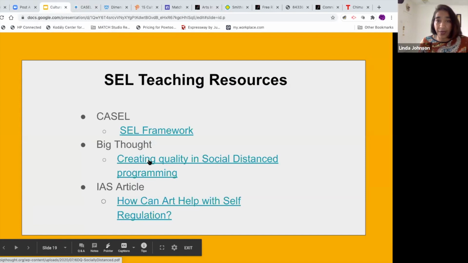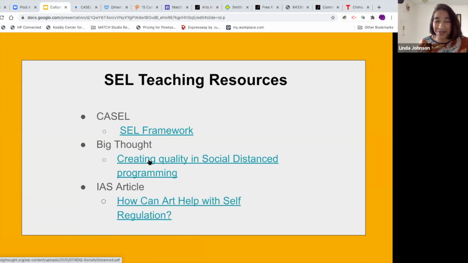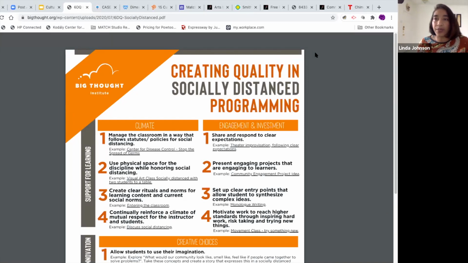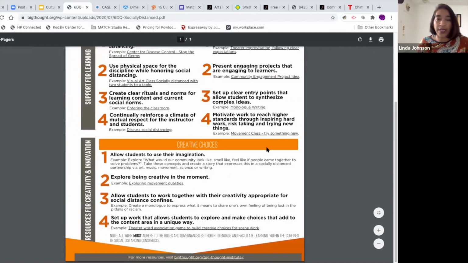And then Big Thought. Before the pandemic hit, I used to work with Big Thought as an instructional partner, and this talks about how to create quality in social distance programming, and the different things that you can do with your climate and your engagement. But Big Thought is really big on creative choices, and that's what I wanted to focus on here.